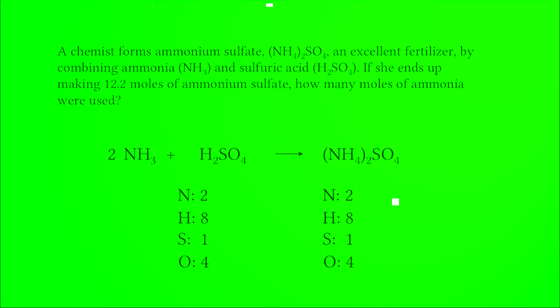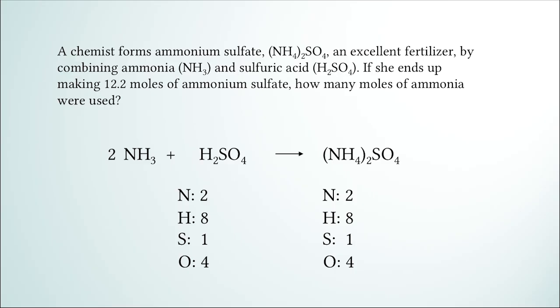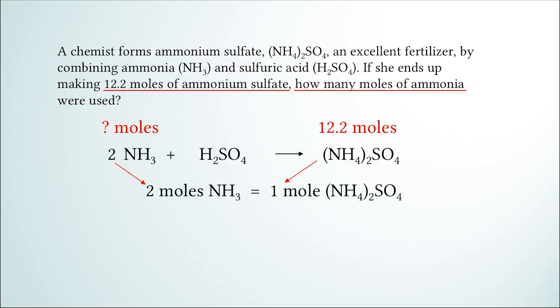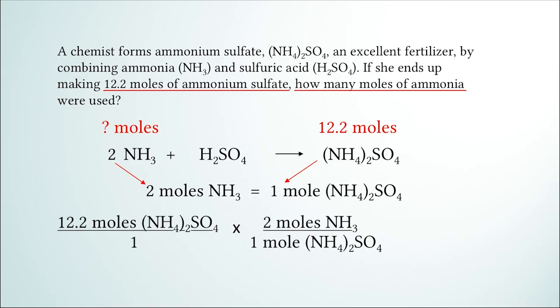Well, now that we have the chemical equation, what is our plan of attack? We are given the number of moles of product, and we are asked for the number of moles of ammonia that were used in the reaction. The balanced chemical equation gives us a relationship between these 2 molecules. 2 moles of ammonia equal 1 mole of ammonium sulfate. So we can set up a conversion equation using our given number over 1 and multiply it by the relationship. Canceling out moles of ammonium sulfate, we get 24.4 moles of ammonia as our answer.